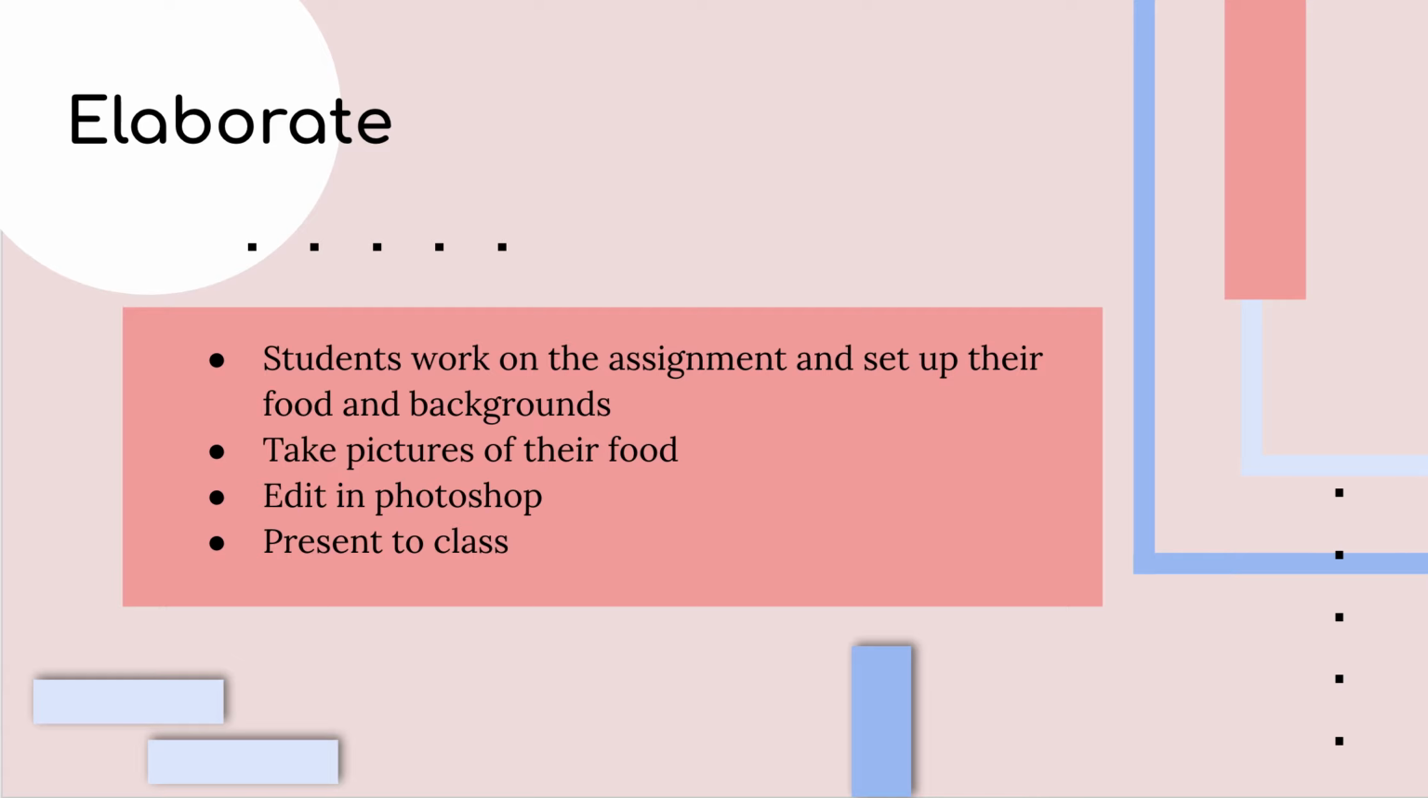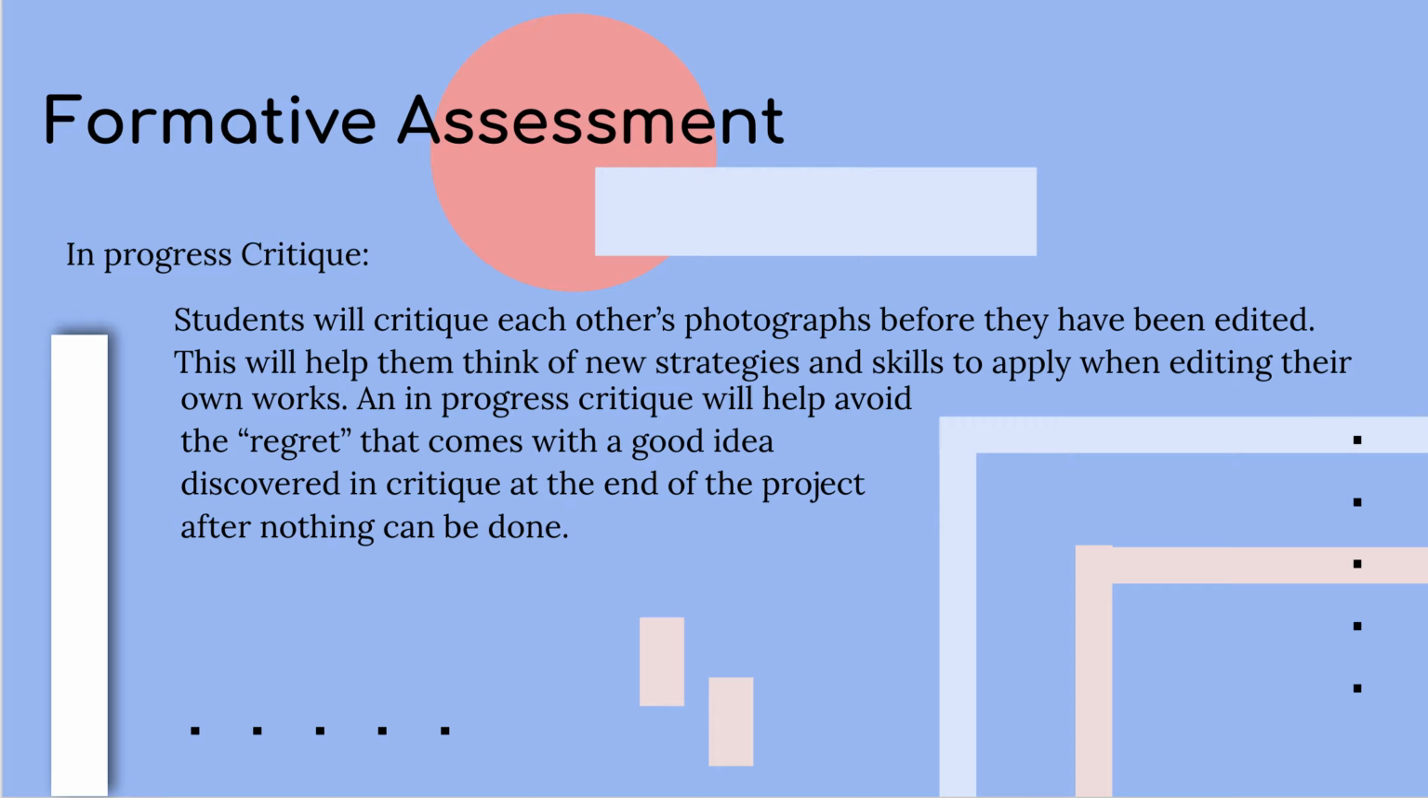For the elaborate phase, the students will work on their assignment and set up their food and backgrounds, take pictures of their food, edit in Photoshop, and then present that to the class. The formative assessment is an in-progress critique. They'll critique each other's work before everything is done, before it's been edited in Photoshop or anything, to see if they can give each other any ideas, so that they don't have a really good idea that they find out about in the critique at the end when it's too late to change it.